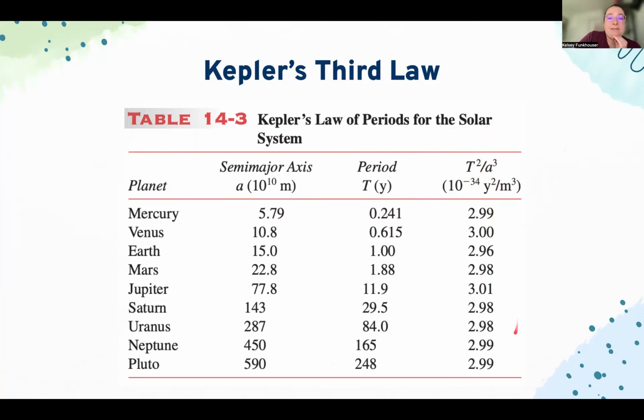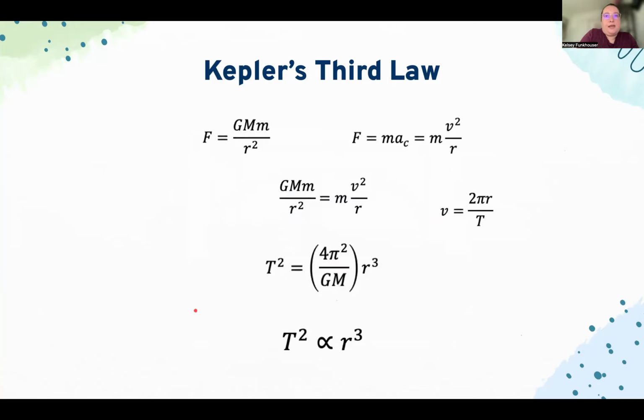And this should be the same for all of the objects in our solar system, because this is equal to 4 pi squared over GM. Let me just go back briefly. This right here. So what happened is that column is just dividing by the radius cubed, or the semi-major axis cubed, and putting it on this side. So this is what's on the other side. But in our solar system, this is constant, because 4 pi squared over G, those are all constants.